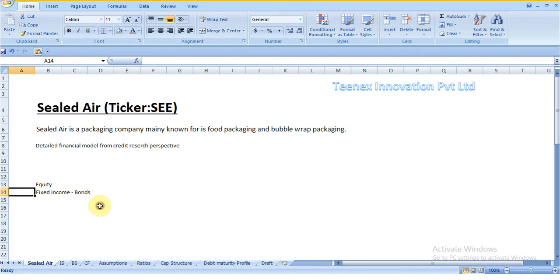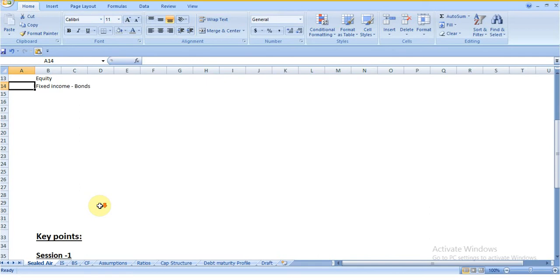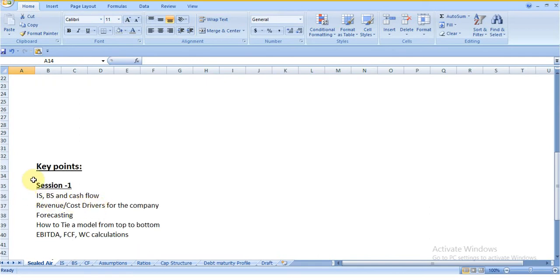Here in this exercise, we are going to use substantial data points. I just want to highlight a few key points which I am going to cover in session 1. I already have data from the income statement, balance sheet and cash flow. This is all historical data which is sourced from company filings, and the company filings are very well available on the company's website for any listed company. So we can easily source this data.